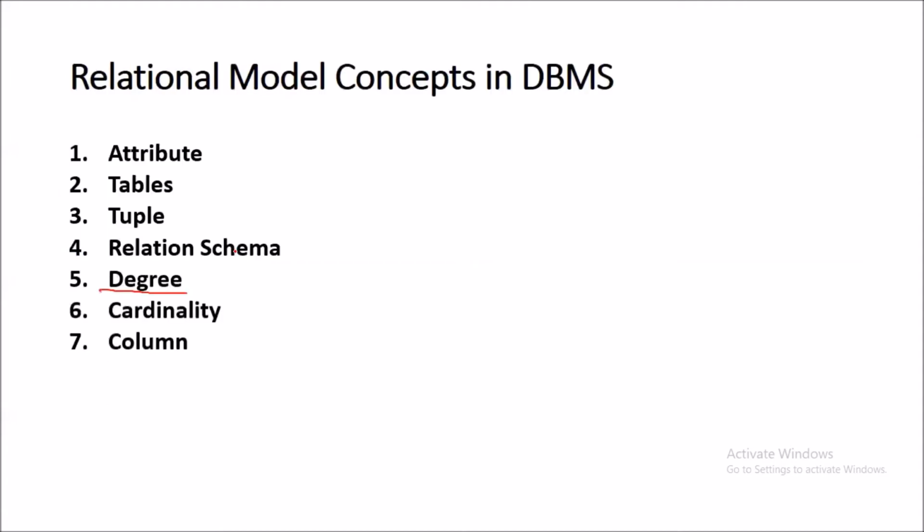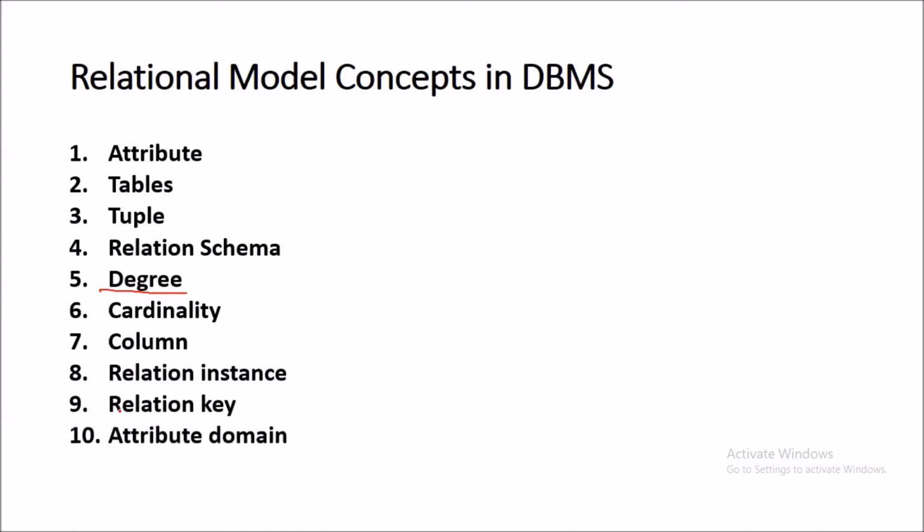Now the column. The column represents a set of values for a specific attribute. Now next is relation instance. Relation instance is a finite set of tuples, and relation instance never has duplicate tuples. Now next is relation key. Every row has one or multiple attributes which are called relation key. Now next is attribute domain. Every attribute has a predefined value and scope, known as attribute domain.